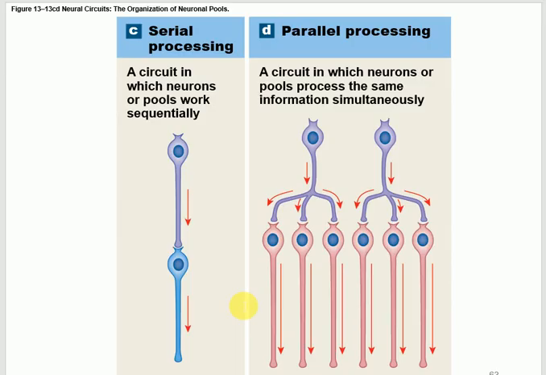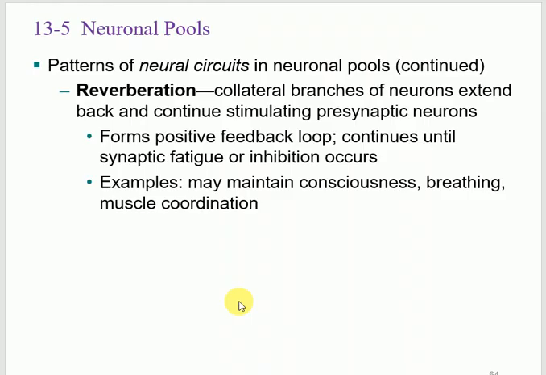Next is serial processing. Serial processing is simply 1 after 1 after 1 after 1. That's it. Very simple. Parallel is if 1 gives more than 1, but these ones do not divide anymore. They run parallel to each other all the way until the organ. So this is parallel processing.